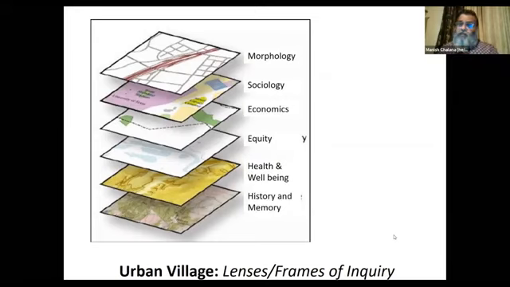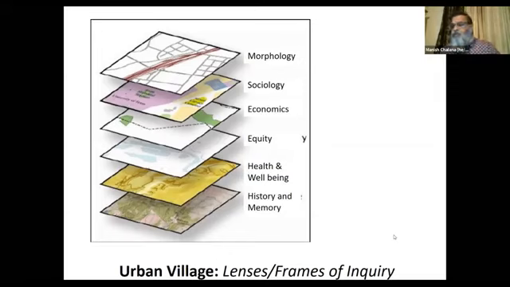Another layer to think about is sociology, which is, how do people inhabit these villages? Where do they come from? What are the memories that they bring with them? And how do they shape these places? How do they inhabit these places? What are the social and kinship networks there? So there's a whole sociology piece, which of course intersects with the morphology piece. So these are not discrete pieces. They all bleed into each other, as you can see.